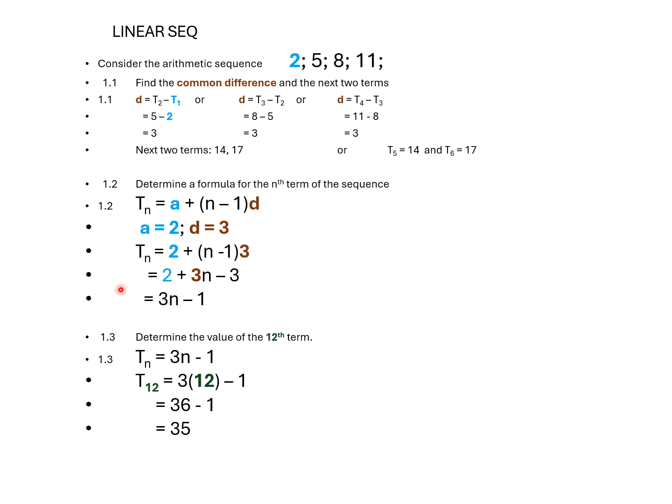Most exam questions, most topics, once we ask you to find the formula, we will test whether you can use the formula. So here they say determine the value of the 12th term. In the place of n, we want term 12, so n becomes 12. 3 times 12 gives me 36, and 36 minus 1 gives me 35. Right, go to the next problem.